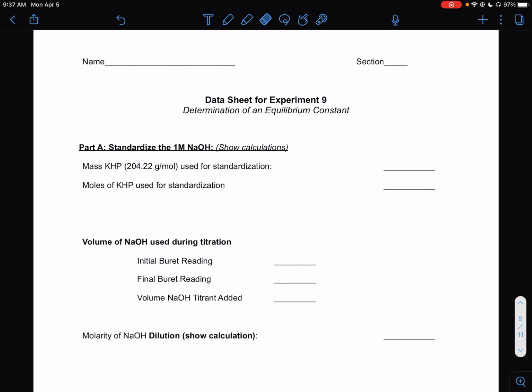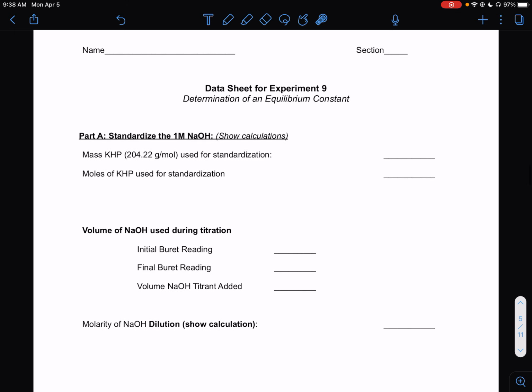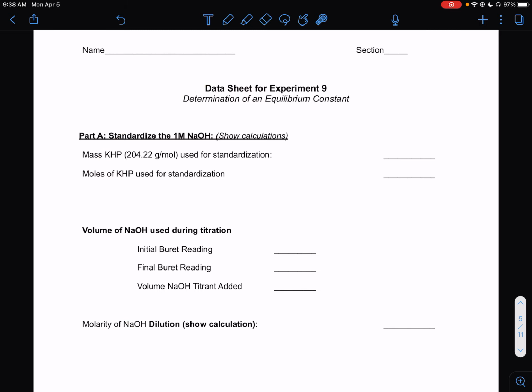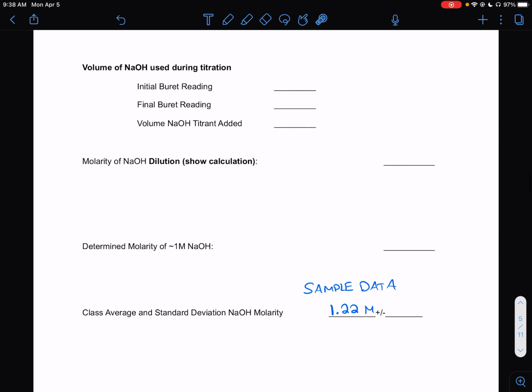So this video is going to help us go over the calculations for our Experiment 9, determination of an equilibrium constant. What I'm showing you is the data sheet, first page. The first thing I'll mention is all of this first page should have been completed from the lab when you attended lab, or from the remote version of the lab.